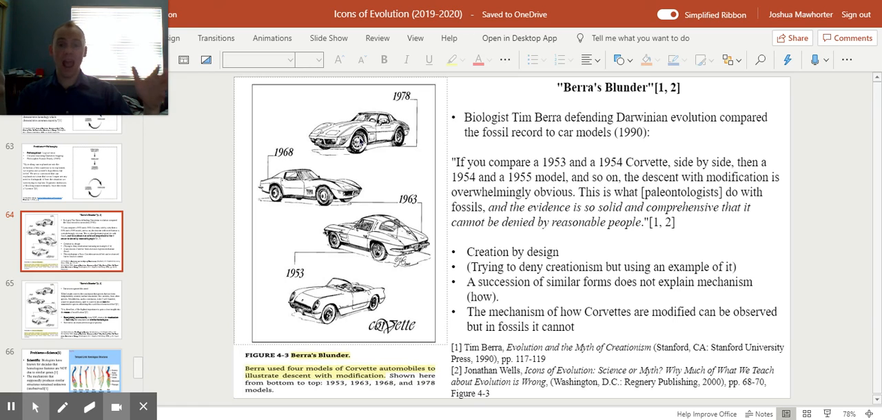That doesn't explain how. We know how in terms of cars, but we don't know how in terms of fossils. That's the very thing that scientists forwarding this theory would need to prove and demonstrate. The mechanism of how Corvettes are modified can be observed, but in fossils, it cannot be observed. And so to look at homologous structures today and say, well, they're similar, and therefore it must come from some archetype, just like cars, it doesn't follow.